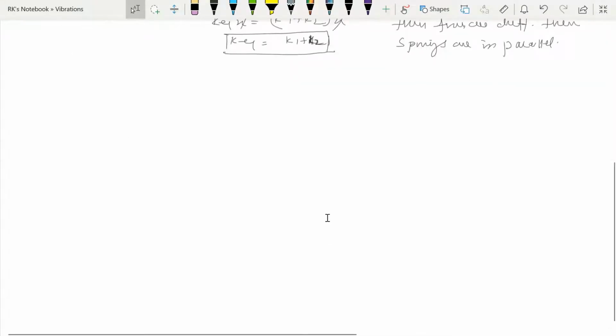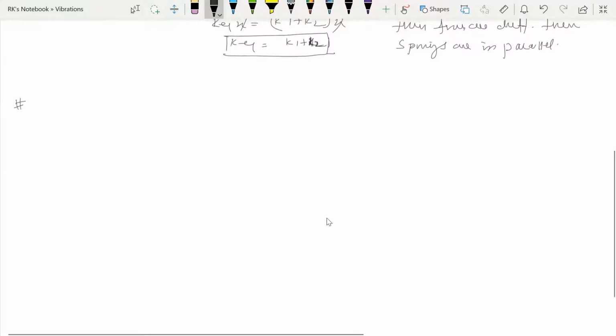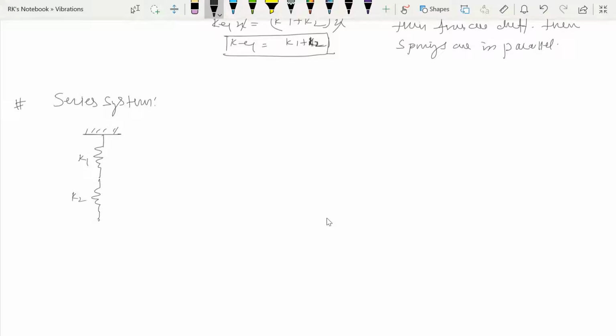Now we'll consider the series system. So second, we'll talk about the series system. To discuss this, let's consider two springs connected in this way. This is spring 1 and this is spring 2. K1 and K2 are their stiffness, and their free lengths are L1 and L2. Now we apply a force F here, and because of this force there is a displacement X, right? So now we can represent this system something like this.